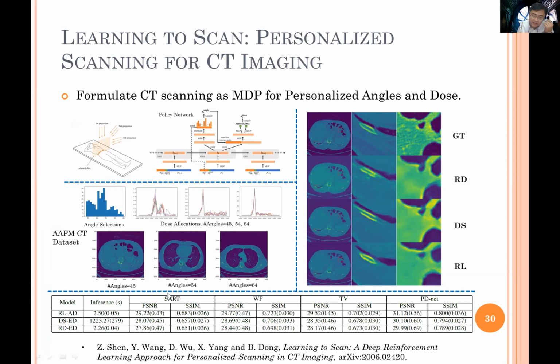Okay, and when you train the RL agent using a quick reconstructor, you can generalize to other reconstructors. It doesn't care about the image reconstruction algorithm, whether it's a traditional algorithm, or a wavelet, or a TV, or a primal-dual network. This is a primal-dual network, a deep network. You get consistent improvement in terms of image quality. So that means you can really use this personalized scanning strategy realized by reinforcement learning to improve image reconstruction. You can use them together with your favorite reconstructor.